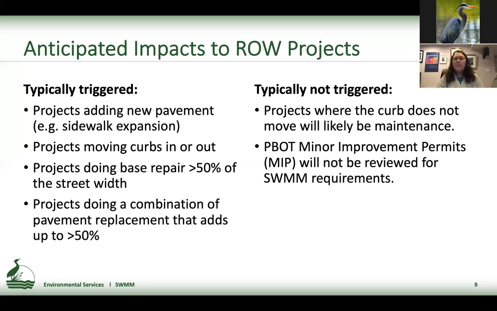And then additionally, for PBOT minor improvement projects, BES currently does not review those for stormwater, and we will continue to not review those for stormwater. We did an analysis of a group of those projects, and they regularly fall underneath the 500 square foot threshold. And so we're not concerned about missing those for stormwater.